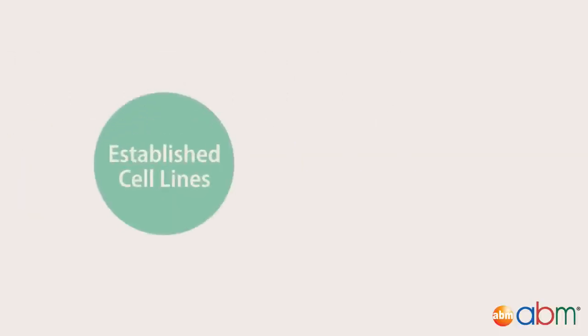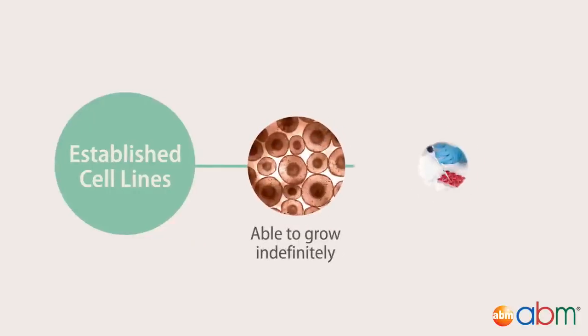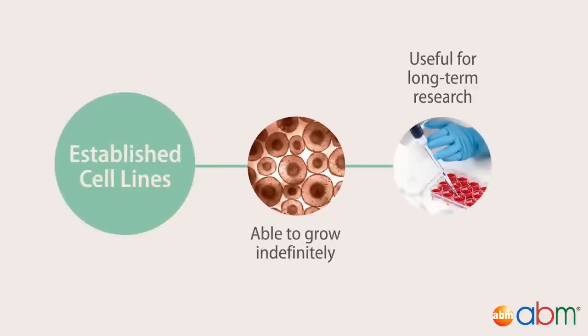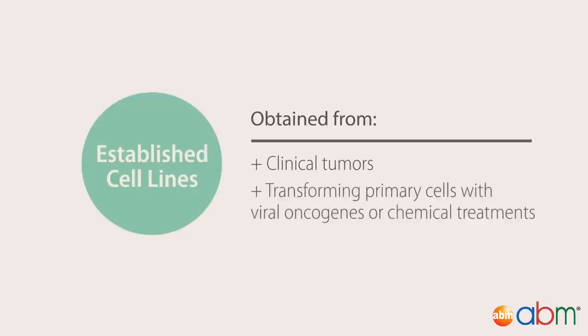Established cell lines, on the other hand, are able to escape the normal constraints of the cell cycle and grow indefinitely, making them extremely useful for long-term research. Whereas primary cells are obtained directly from donor tissues, cell lines can be derived from clinical tumors or created from transforming primary cells with viral oncogenes or chemical treatments.